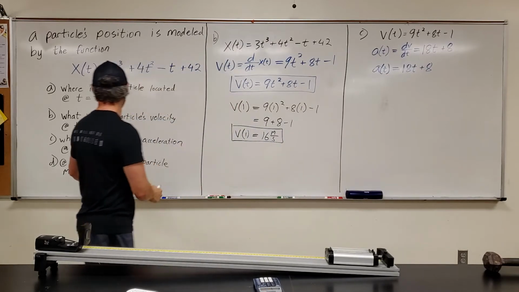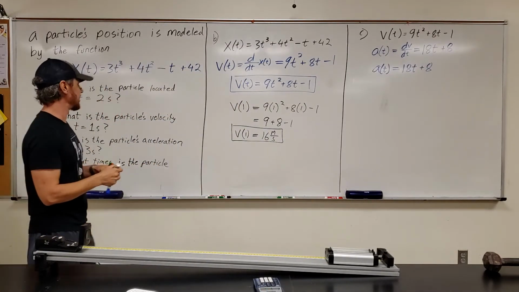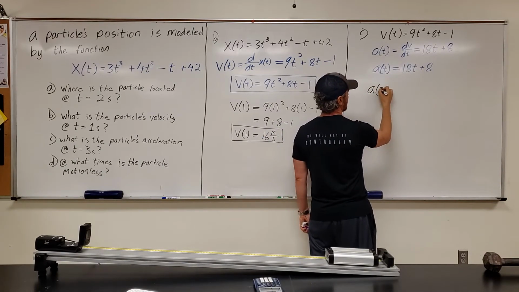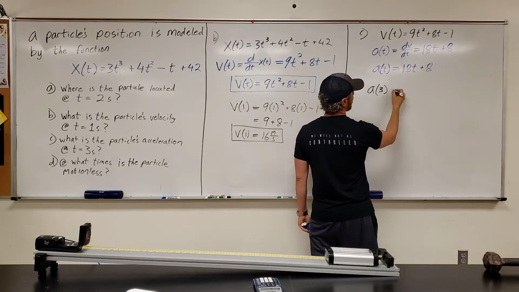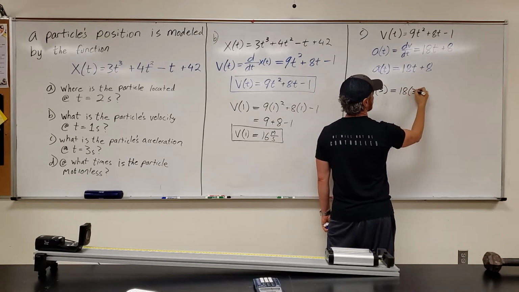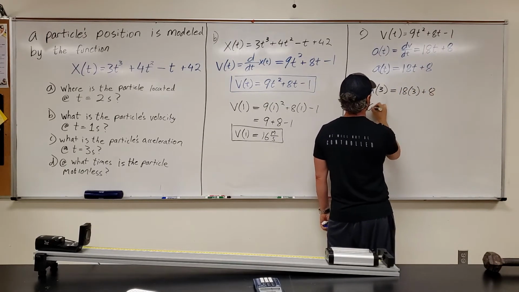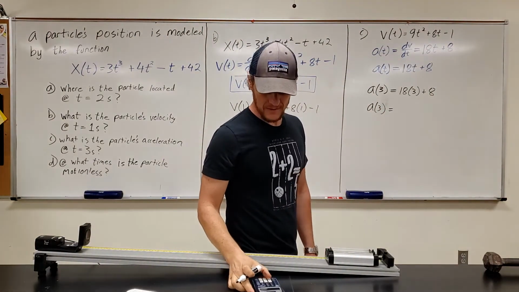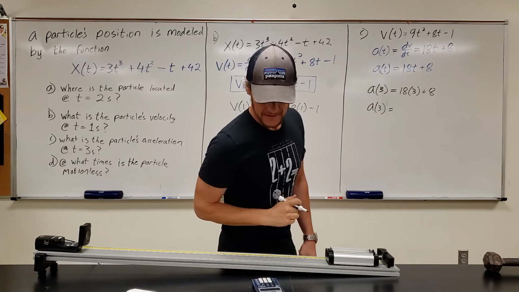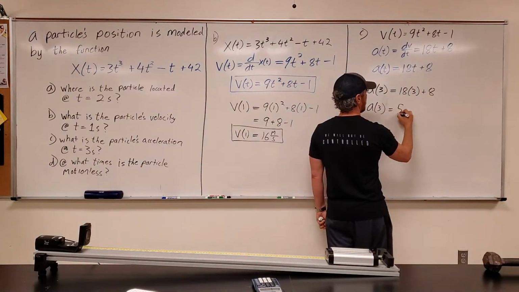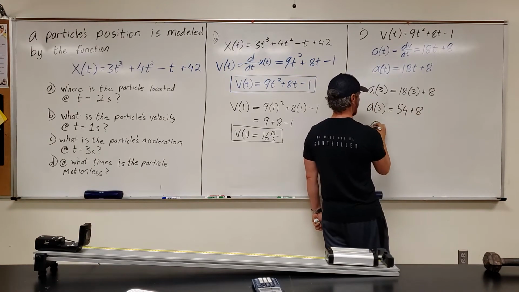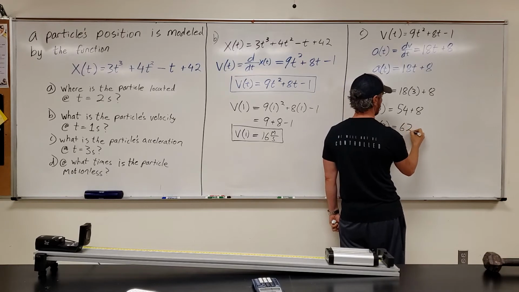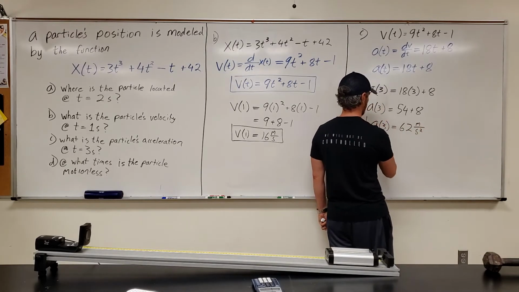And the question says, what is the particle's acceleration at t equals 3 seconds? Well, then I just evaluate my acceleration function at time t equals 3. So that's going to be 18 times 3 plus 8. And 18 times 3 I should be able to do in my head, but I don't want to mess up, so I'm not going to do it in my head. That's going to be 54. And then I add 8 to that, so my acceleration at 3 seconds will be 54 plus 8, that is 62 meters per second squared.